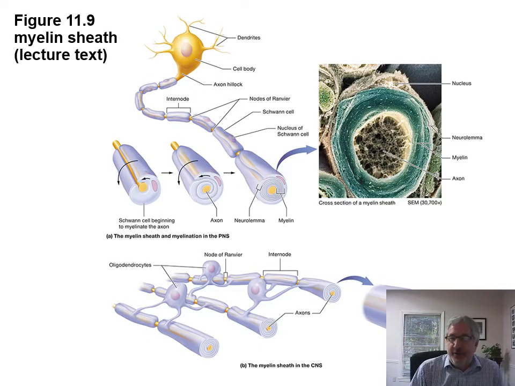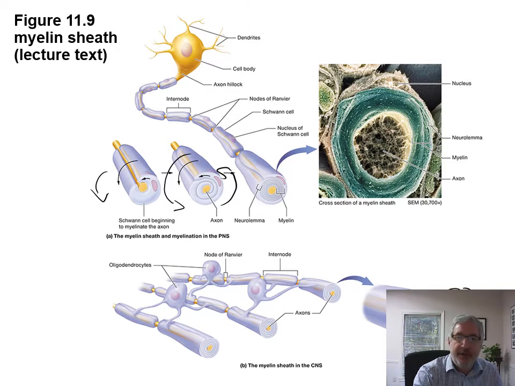And then this is a picture from your lecture text, just showing how the Schwann cell myelinates the axon. It starts wrapping around the axon and continues wrapping. And finally, you get the neurolemma as well as the multiple layers of myelin. And here's an axon, and here's the myelin sheath around it.